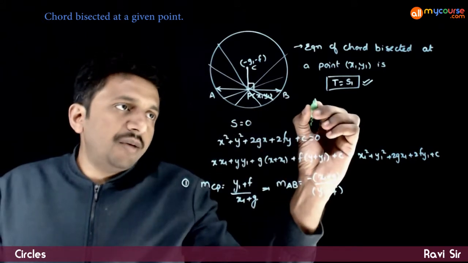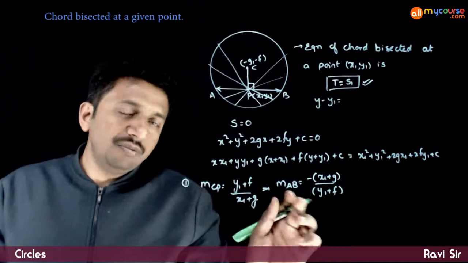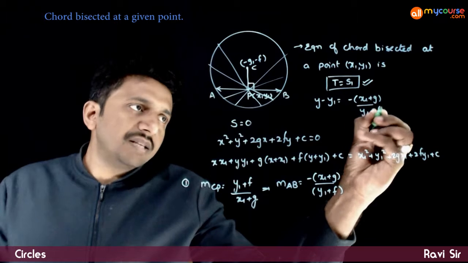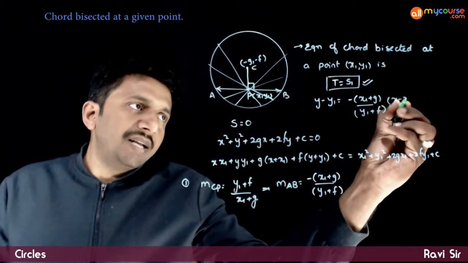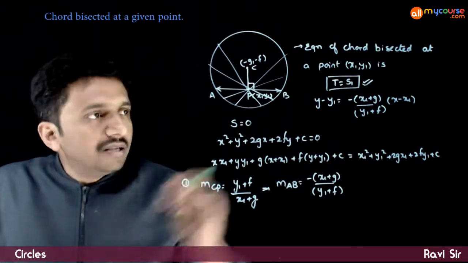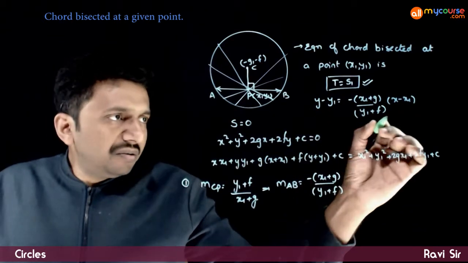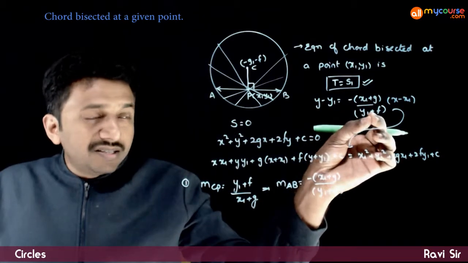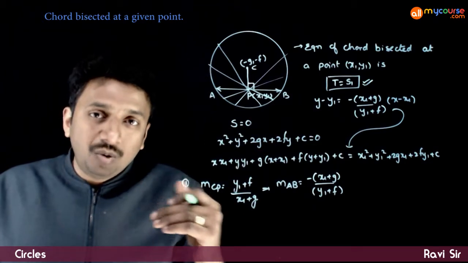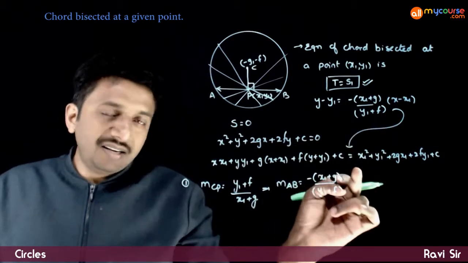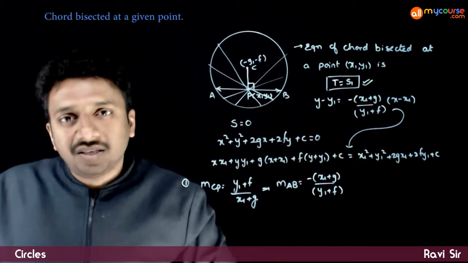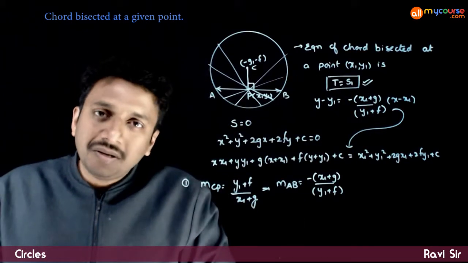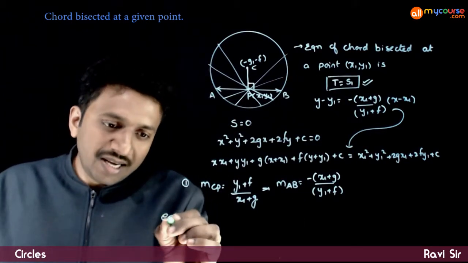So what is the equation of AB? y minus y1 is equal to minus of x1 plus g by y1 plus f times x minus x1. If you simplify this equation, you get exactly this equation. So I want you to just do the cross multiplication, do the required simplification and see that you get exactly the equation T is equal to S1. So from the next time you don't need to do all this process, directly write T equal to S1, that will be the answer.